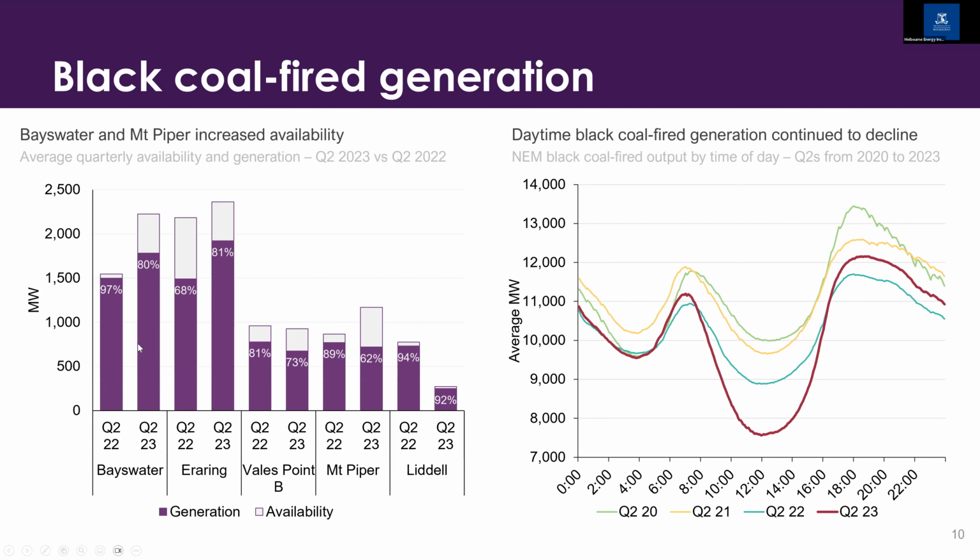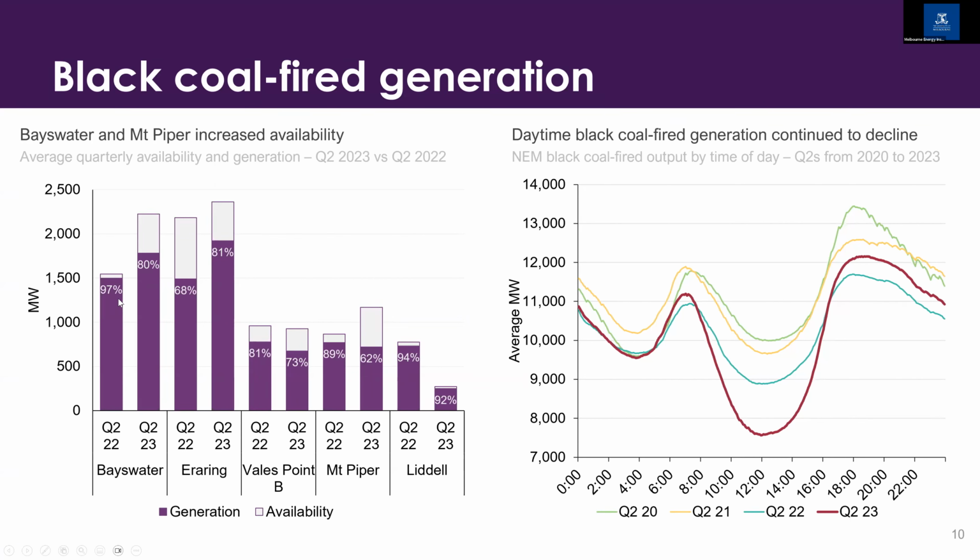So just taking a step, starting from Bayswater on the left, we can see that in Q2 22, Bayswater was outputting around 1500 megawatts. So the stacks here are, the top of the stack is the availability. That's how much that generator could have done if it was dispatched in every 5 minute period that it was available. And then the purple is what it actually did do. So the ratio between the two is shown there as the percentage, and that's called the utilization factor.